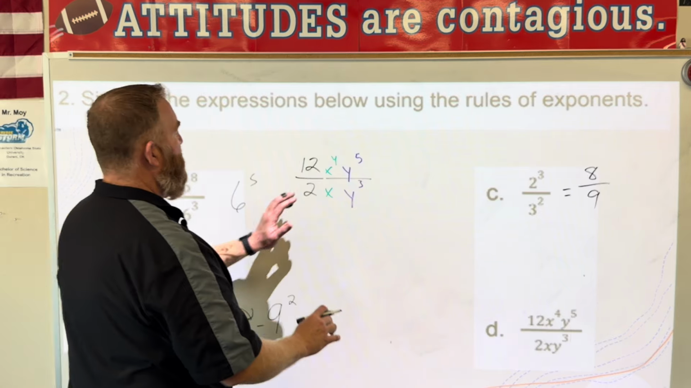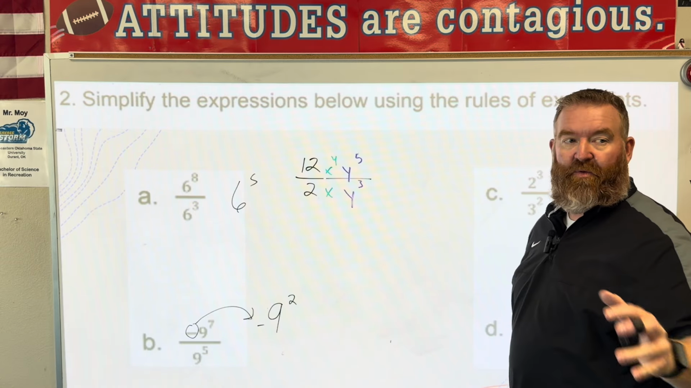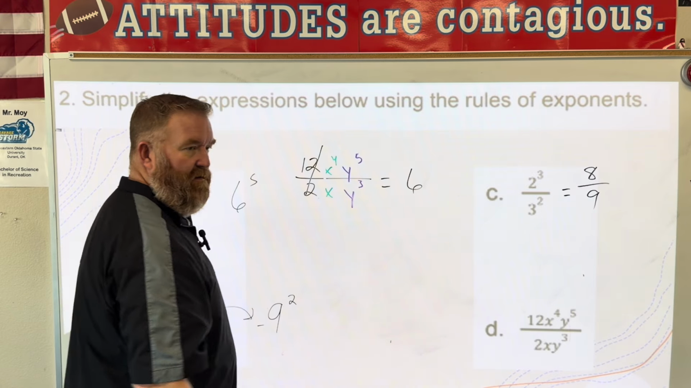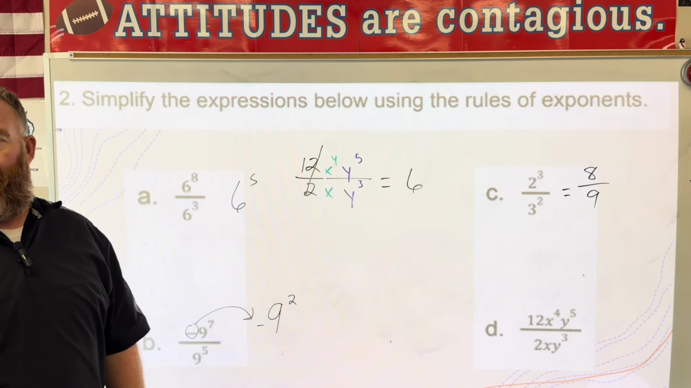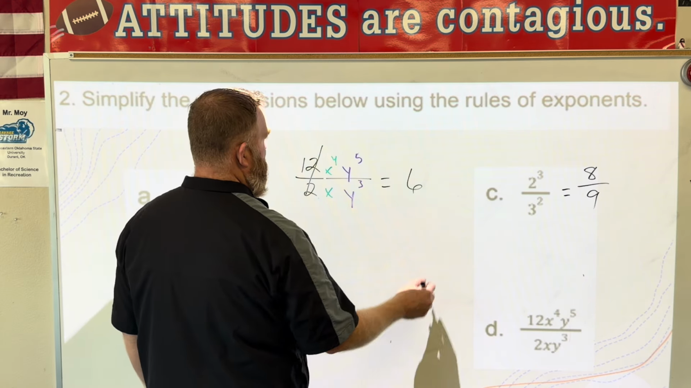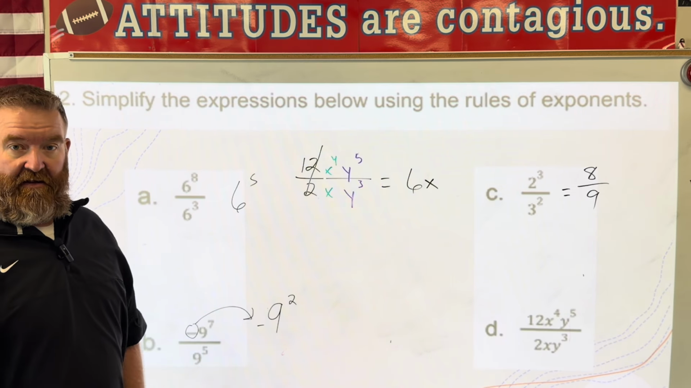So if I cover everything up, somebody read me that problem. 12 divided by 2. What is 12 divided by 2? 6. We're done there, okay? So that's done. Everybody with me? Now, what's the next letter? What's in green? What letter's in green? X. The letter X, okay?